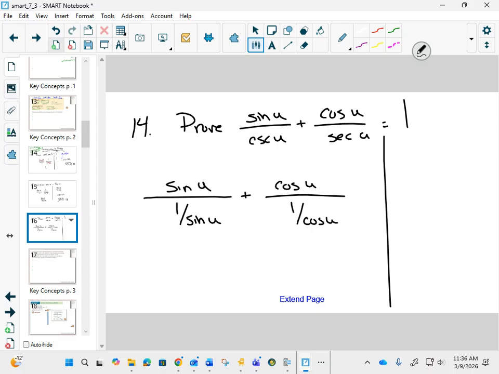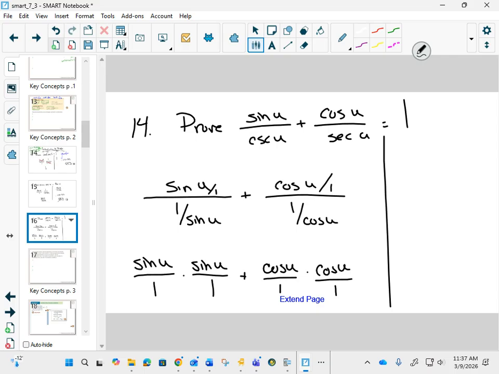How do you do sine u divided by 1 over sine u? Well, the top technically is a fraction, right? This is sine u over 1. And this is technically a fraction over 1. How do you do a fraction divided by a fraction? You multiply by the reciprocal. So I flip the second one. Same thing here, multiply by the reciprocal. So a lot of times in proofs, you're just going to do fraction rules for a long time until you've simplified your expression.